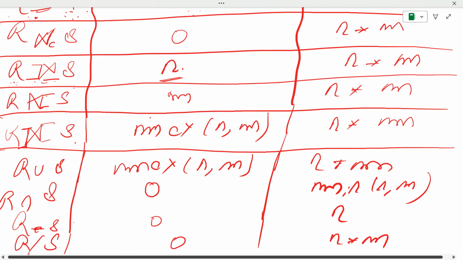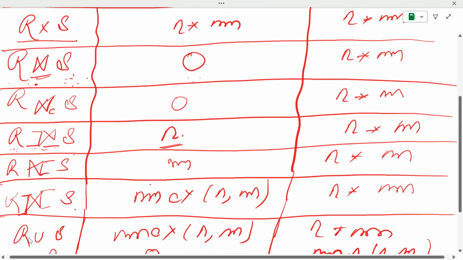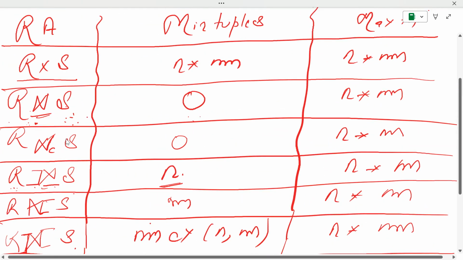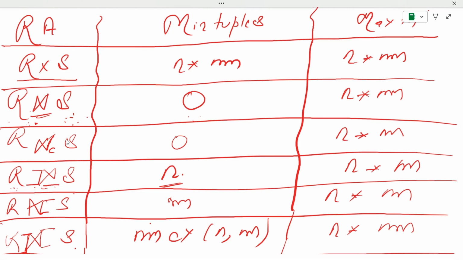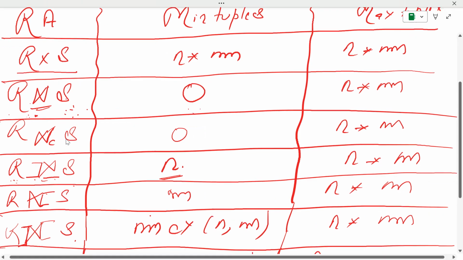So we will see more about all these four in the upcoming video. This is about the maximum and minimum tuples that we can obtain in relational algebra. I would like to show you some examples of minimum and maximum tuples.